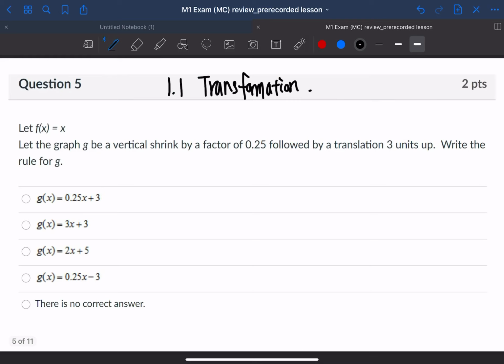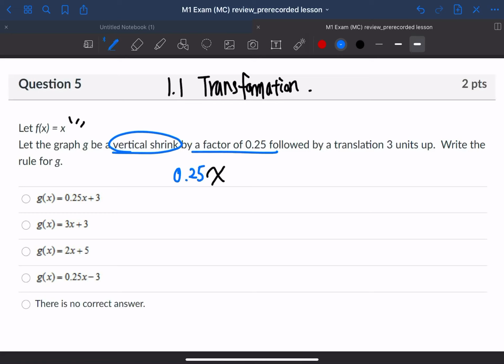So let's go over question number 5. Question number 5 is, by the way, from 1.1 transformations. You will see 4 questions on the transformation topic. The parent function is x. This is my parent function. And then I did a vertical shrink by a factor of 0.25. Whenever you have a vertical compression or stretch, you just multiply the factor with x. And the second part, translation 3 units up, which means we're adding 3. That's it. So the first one is your answer.